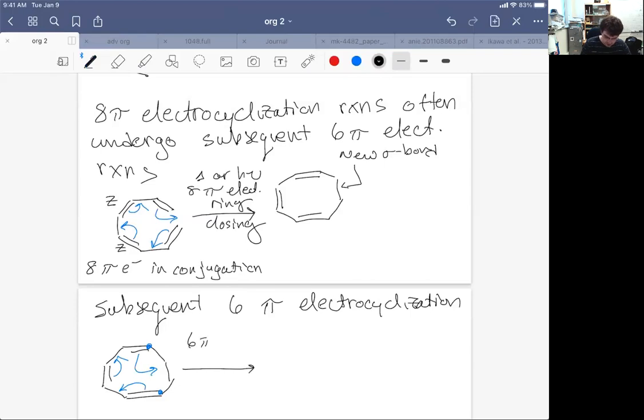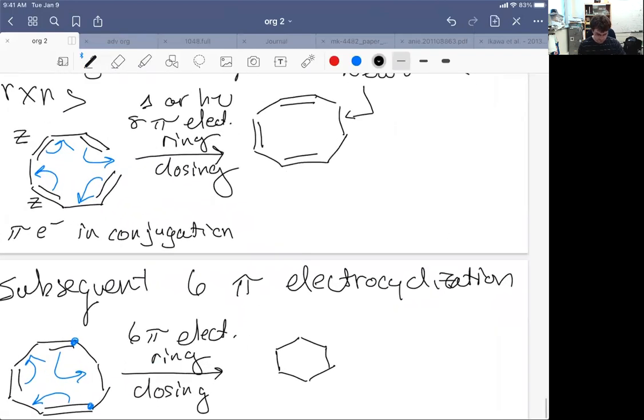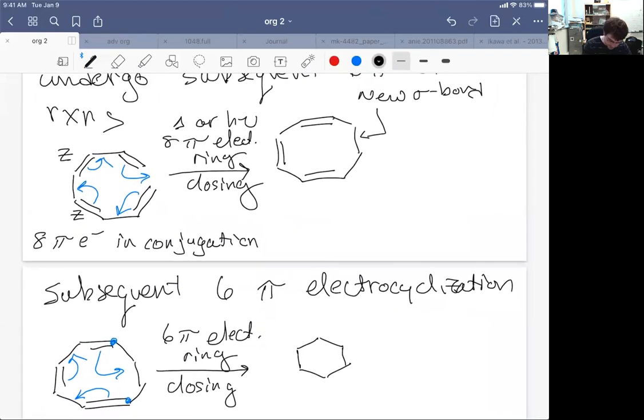let's do a 6 pi electrocyclic ring closing reaction. Well, if I'm doing a 6 pi electrocyclic ring closing reaction, I'm going to have a 6-membered ring. So I've got a hexagon. So with this hexagon, I now have my blue dots here and here. And I'm going to have double bonds here and here. So this is my 6 pi electrocyclization product, except I can't forget about the CH2 here and the CH2 here. Well, those are just connected to the blue dots, so I just draw them as being connected.